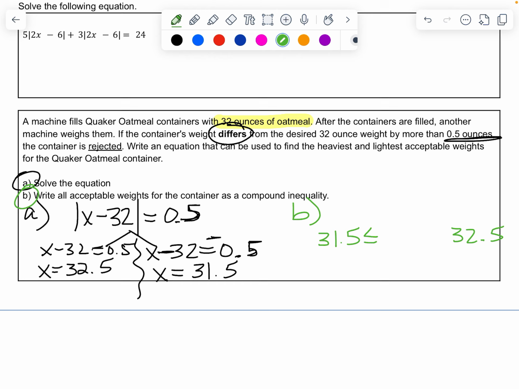And I am allowed those actual responses. So as a compound inequality, those would be all of the possible solutions that I could have for this scenario. And of course, 32 is ideal, but I could go 31.6 or 31.7 or 32.3, somewhere in that mix. It's going to be okay. The container would not get rejected in that range. Anything outside of it, 30, 35, those are problems, and that would get rejected.